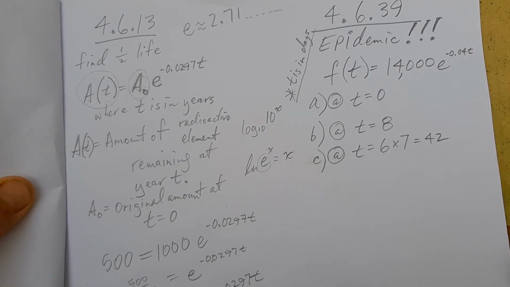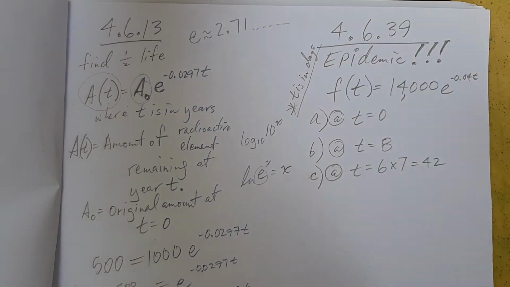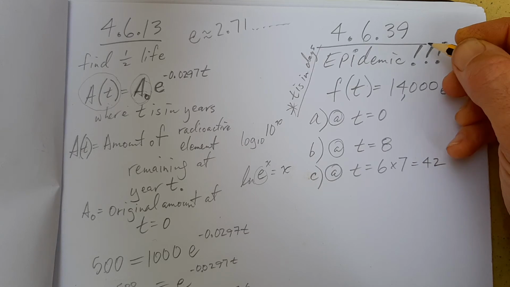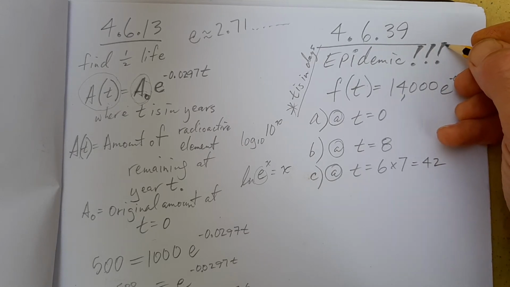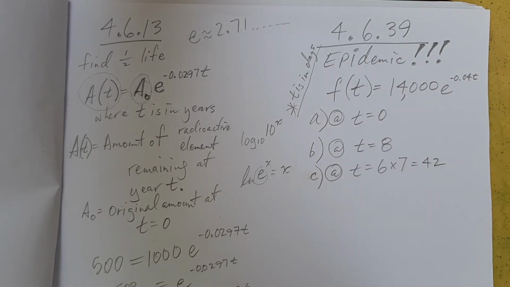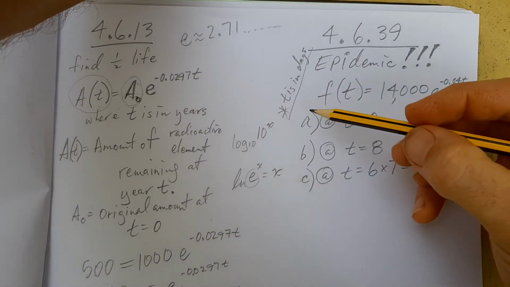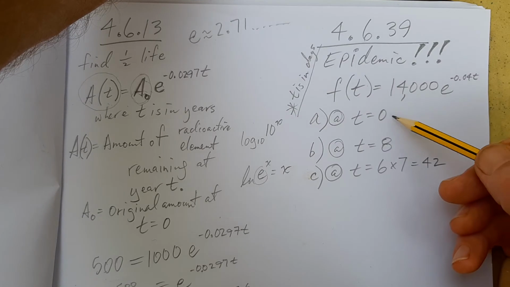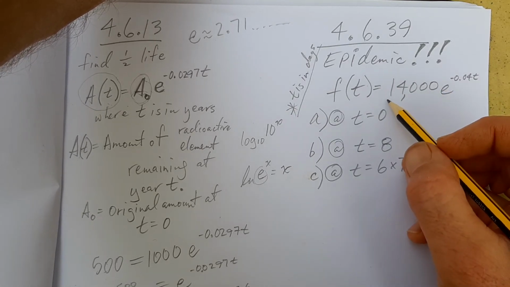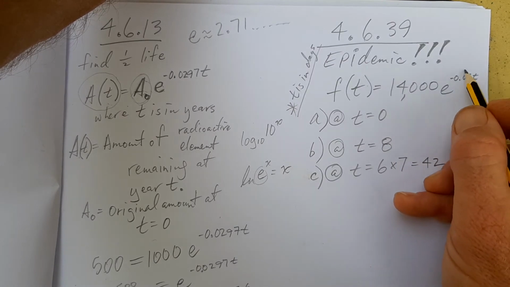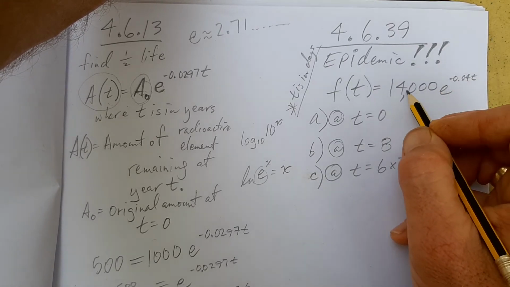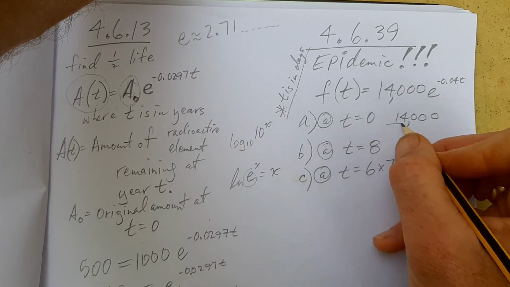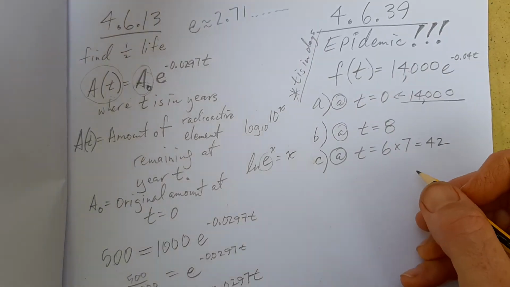All right, let's look at this last problem. Hey, we're in an epidemic right now, right? So this is kind of hopeful. I've been looking at these terrible numbers on the coronavirus worldometer, and it keeps going up and up and up. But eventually, more and more people get immunity, and that's what this problem is about. So read 4.6.39. The t is in days, so this is a number of people, I think, immune to it at time t. At t equals 0, if I put in 0 here, e to the 0, anything to the 0 power is 1, I'm left with 14,000, your original amount, right? So that's A.